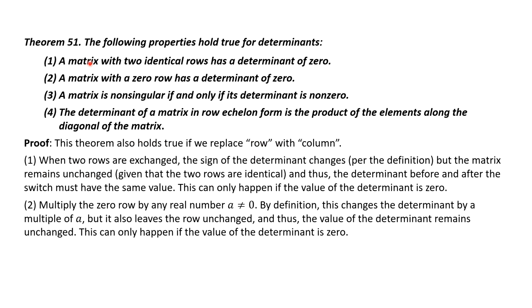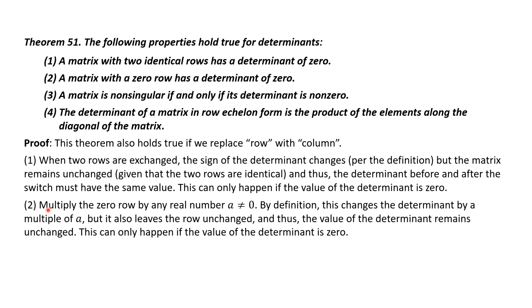So let's look at the first statement here. When two rows are exchanged, the sign of the determinant changes. That's from the definition, but the matrix remains unchanged, right? If the two rows are the same, you don't see any difference in the matrix, and thus the determinant before and after the switch of the two rows must have the same value, and this can only happen if the value is 0, right? Because if you're changing sign and it's anything other than 0, it's going to be a different value. So that proves the first one.